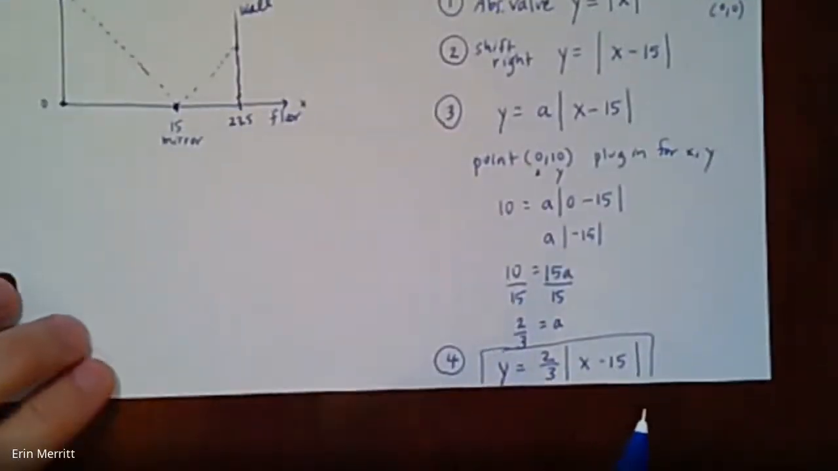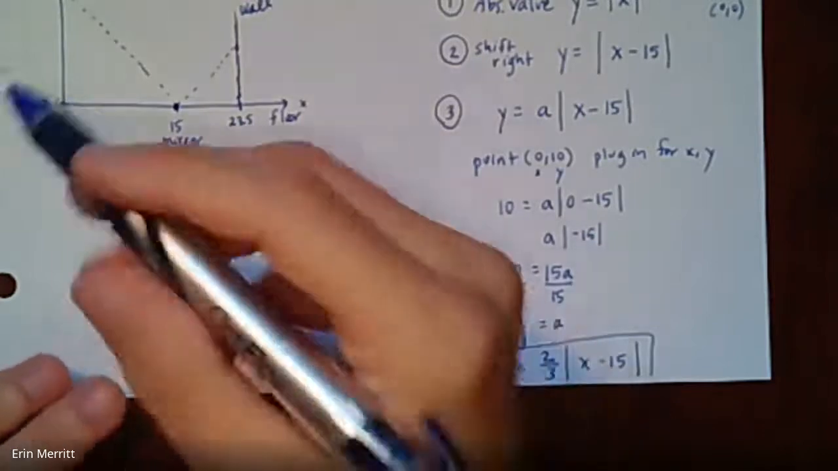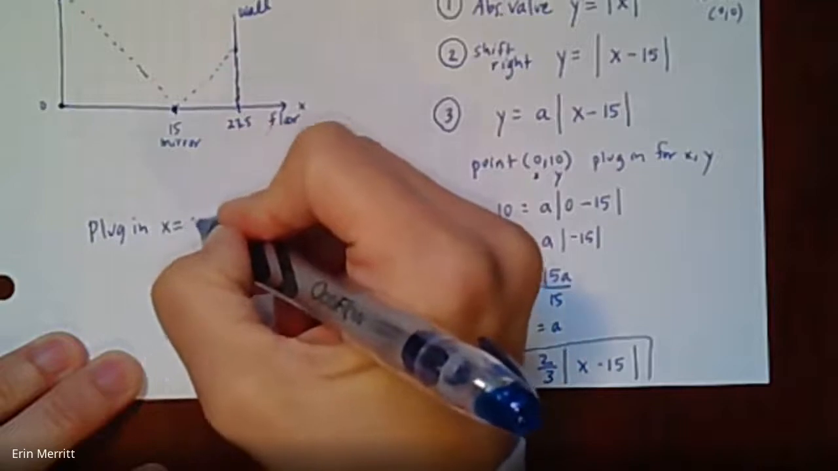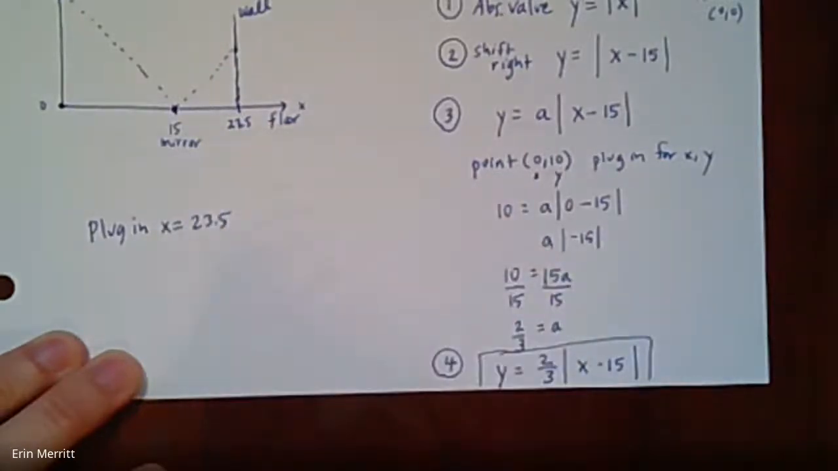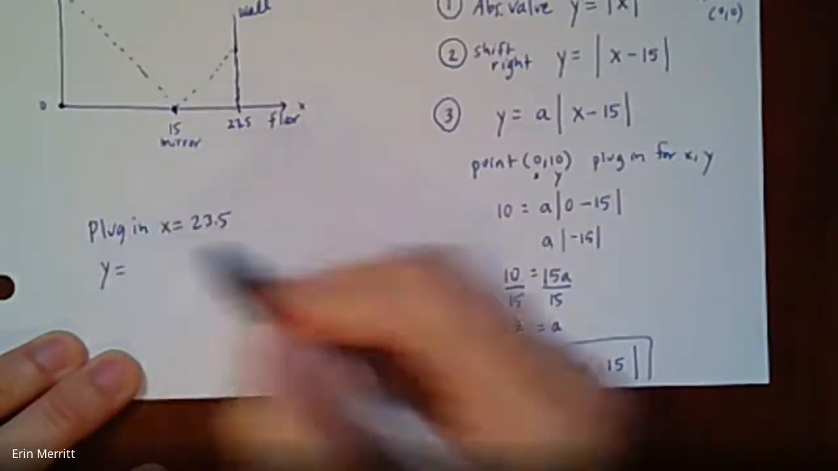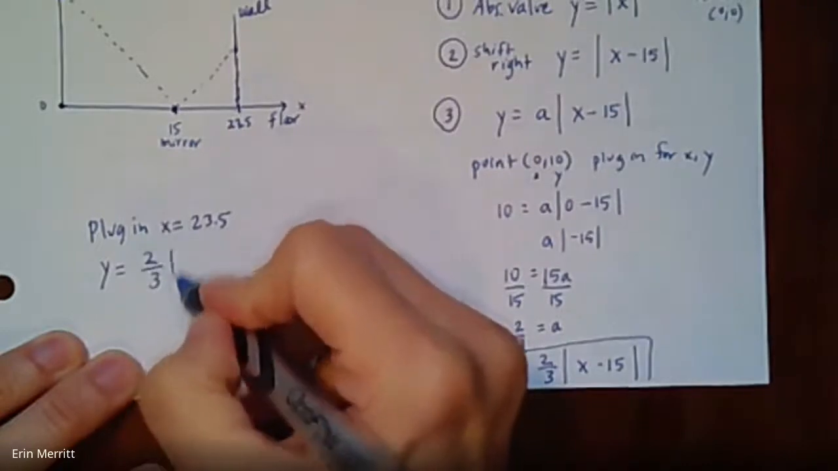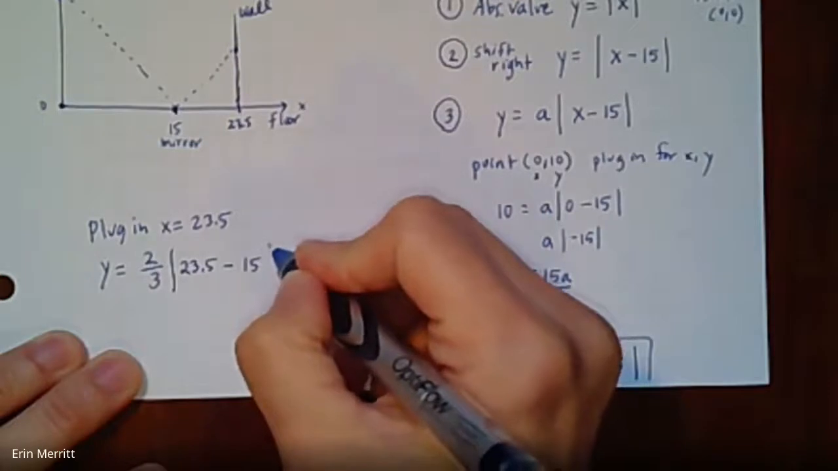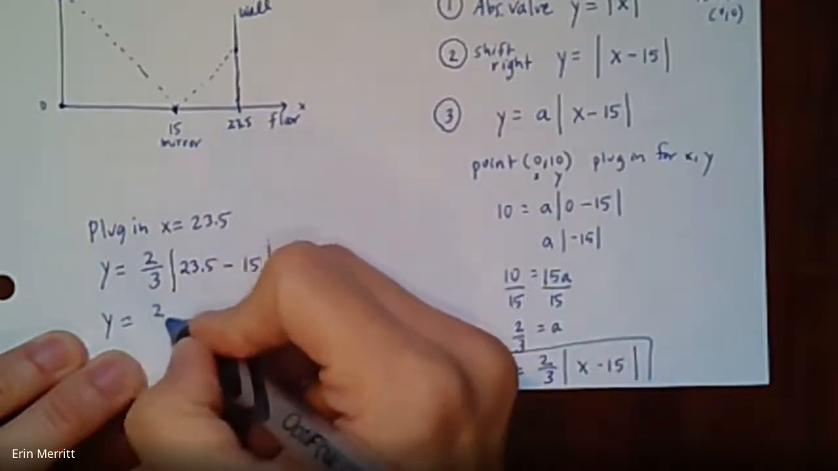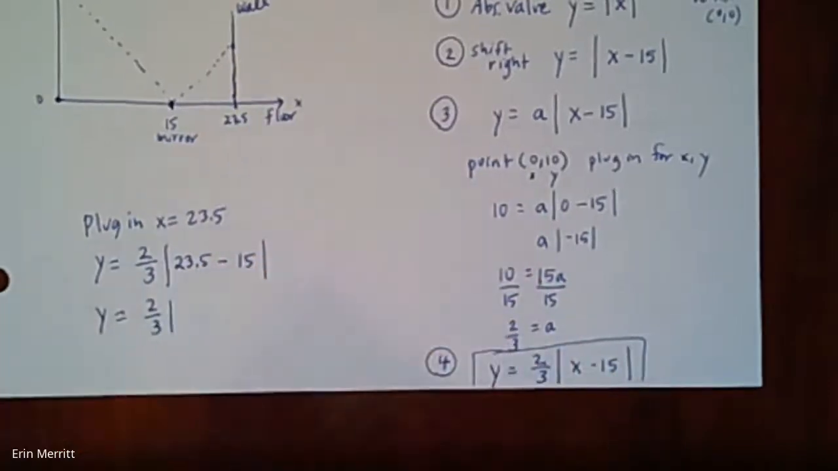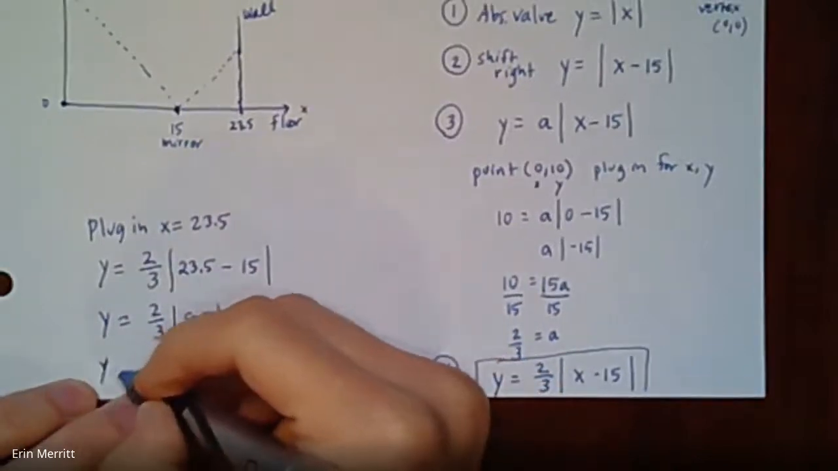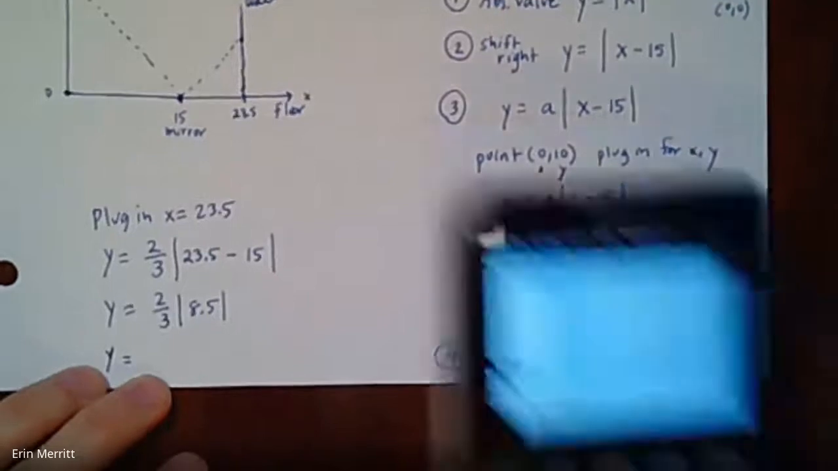All right, so the last part, let's answer the question. What is the height when x equals 23.5? So let's plug in x equals 23.5 and solve. So we've got our 2/3 and then 23.5 minus 15. 23.5 minus 15 is actually going to bring us right back to that 8.5. And then, whoops, we can calculate that.